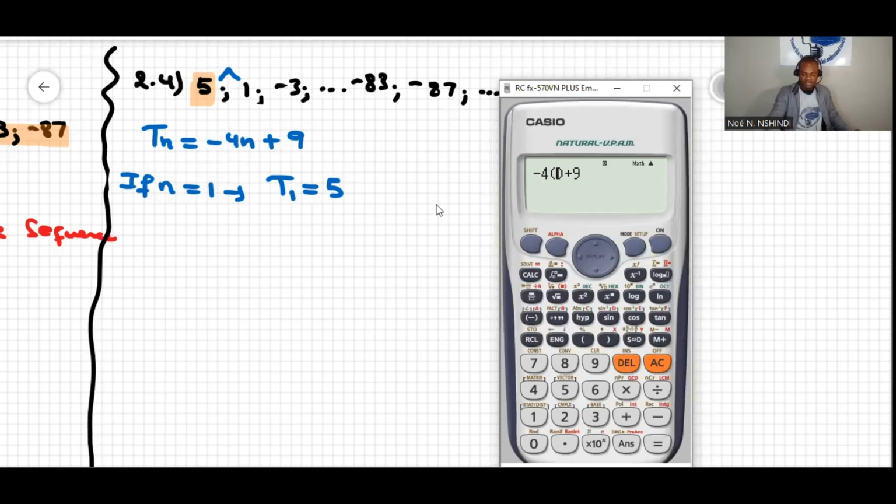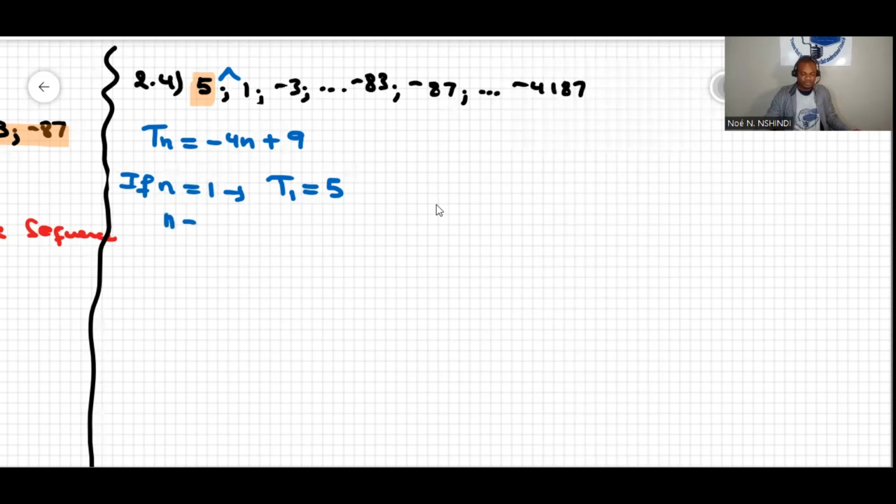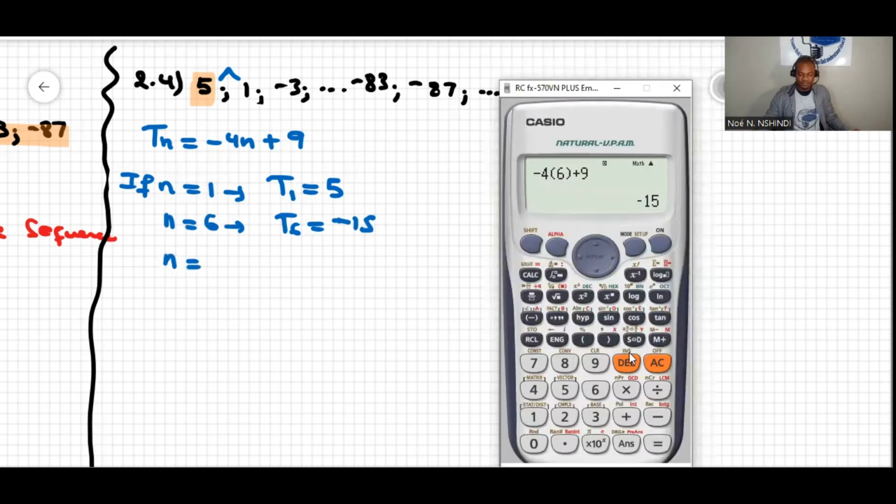So now I'm going to take term 4, because we also calculated that in the previous video. Let's take term 5. It gives me 11. Let me see, term 6, how much? It's going to give me -15. So if n is equal to 6, T6 will be -15, which is a multiple of 5 also.